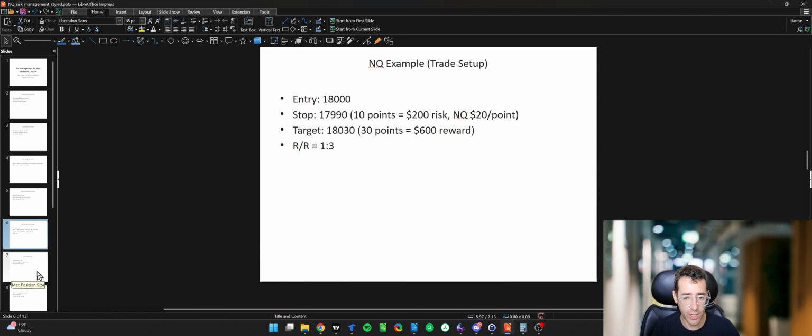This is part of risk management, a big part of risk management. And you can see why we're profitable traders: because we measure these things. It's very important that you don't go in blindly.